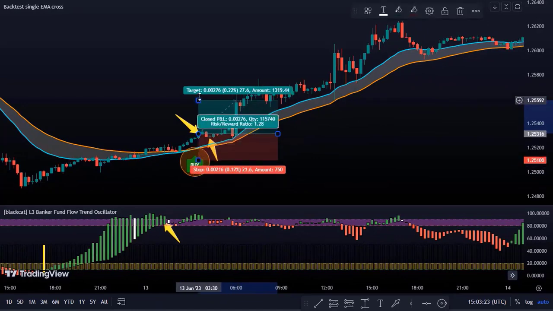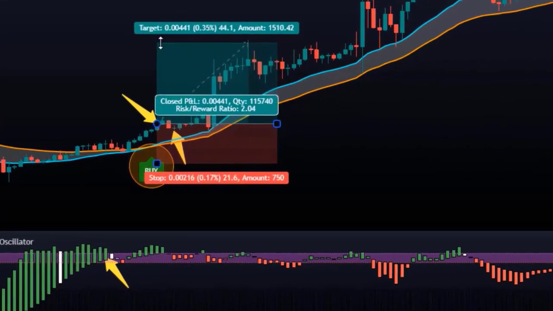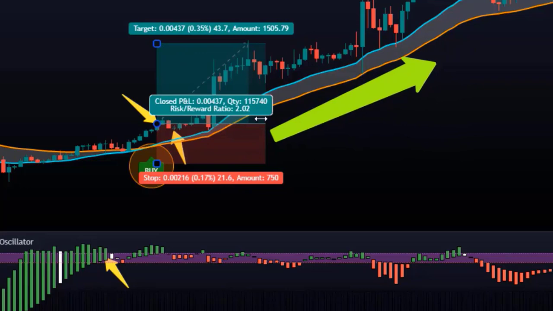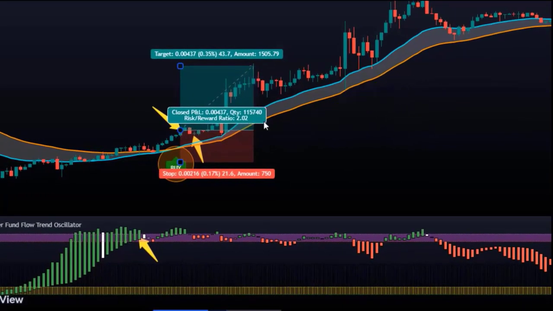For initial target 1, we can aim for a risk to reward ratio of 1:2. If we look at this chart, we can see that Euros has shown a good movement after the confirmation of our buy signal. I hope you found it informative and helpful.